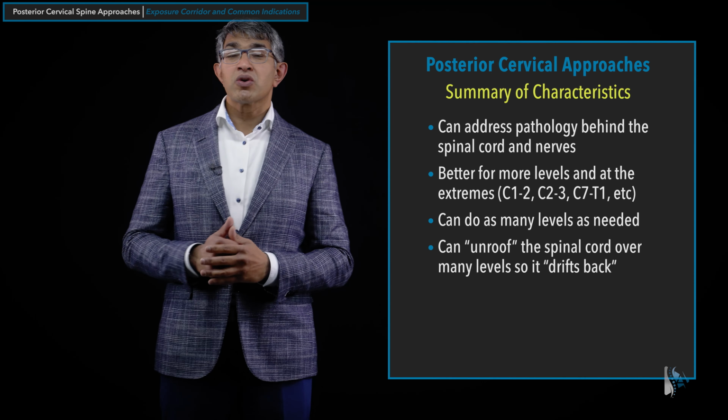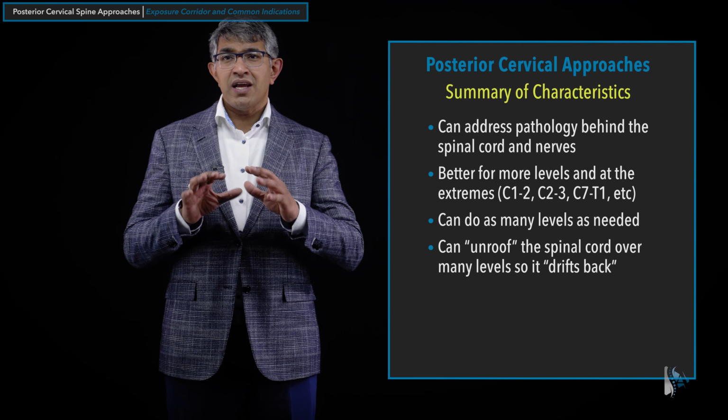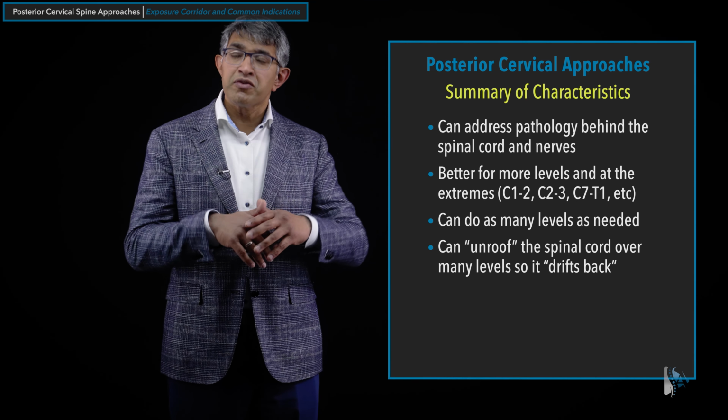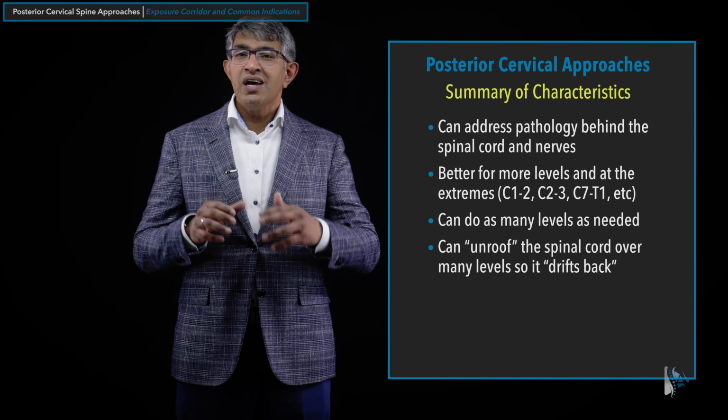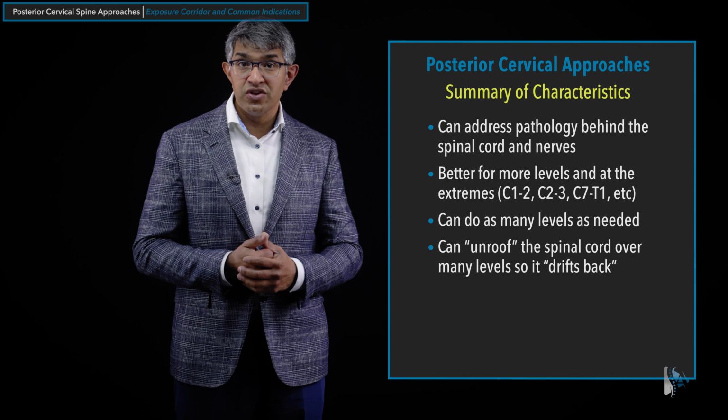Because you can take the pressure off of the spinal cord from the back, and we'll talk about some techniques for doing that, you are unroofing the spinal cord. And there are many situations where the spinal cord is under pressure at many levels, where unroofing it at many levels is better achieved from the back. And that allows the spinal cord to kind of drift back into the space that you've created, and kind of indirectly decompresses the spinal cord by creating room for it to migrate into.